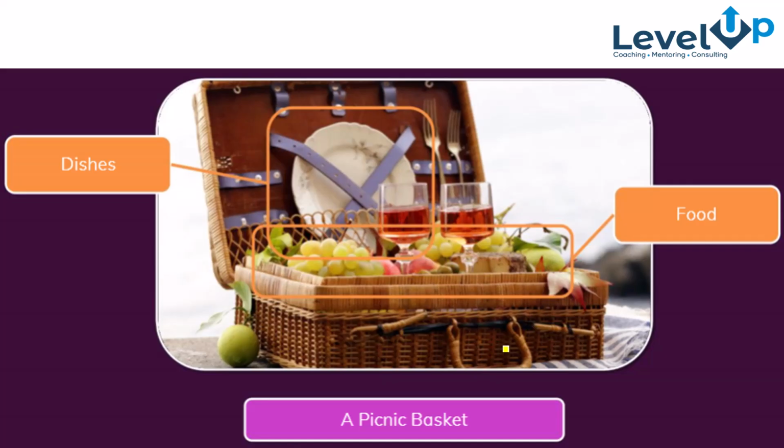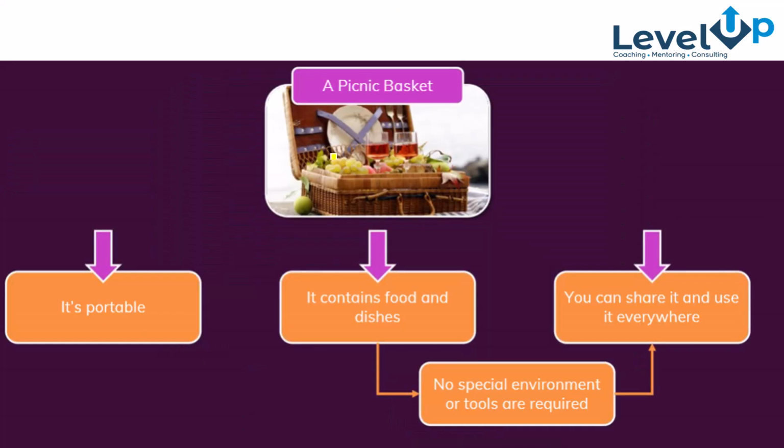Now let's understand containers one more time. Let's say there's a classic example, a picnic basket. In this basket, there are dishes, food, spoons, forks, glasses, everything. Now this basket is portable. That means wherever I want, I can carry it. It contains all the food and all the dishes. We don't require any special environment or tools. You can share it and use it wherever you want.